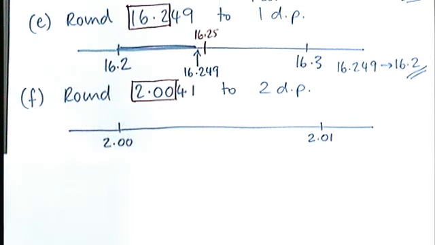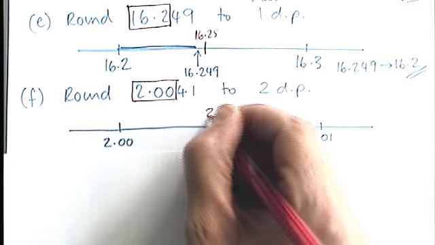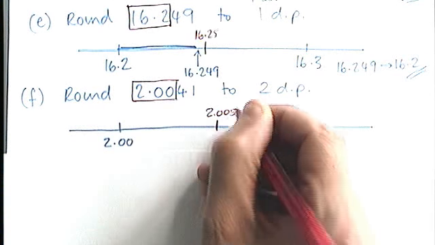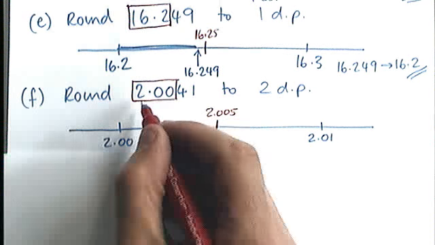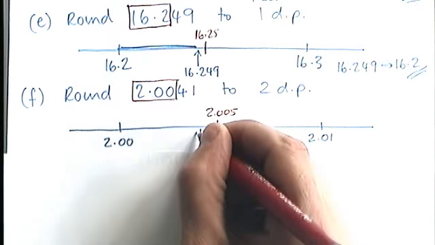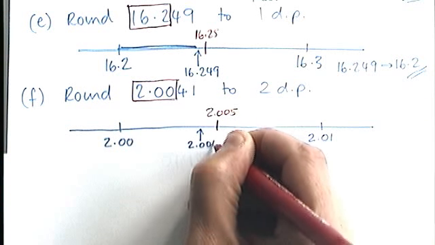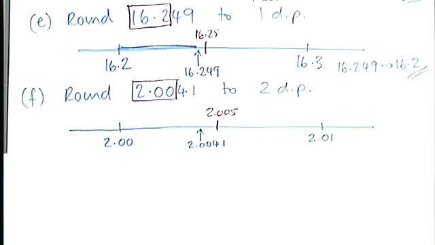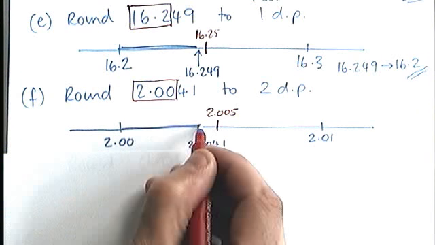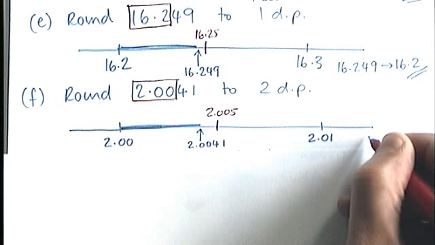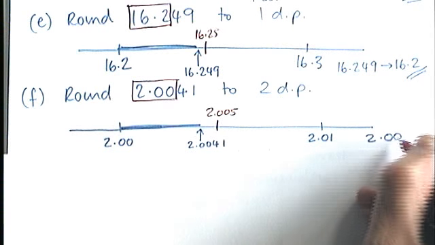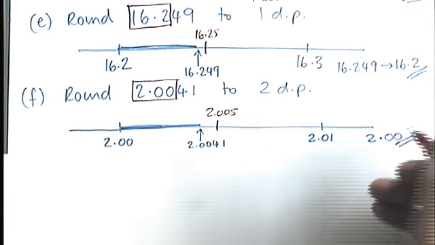So let's just do that check. Where does halfway lie? Well, halfway is going to be here, 2.005. And the number we're trying to round is this one, 2.0041. And therefore you can see quite clearly it's closer to 2.00. So I would write my rounded answer 2.00.